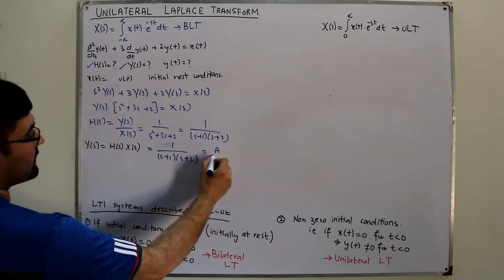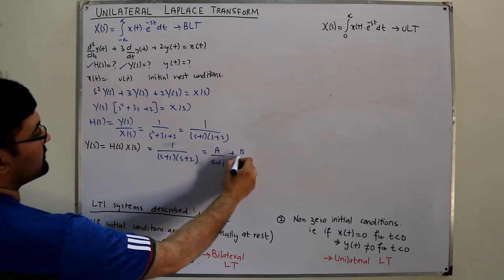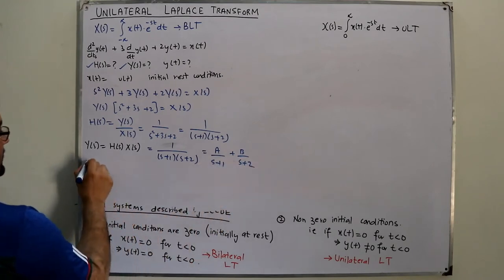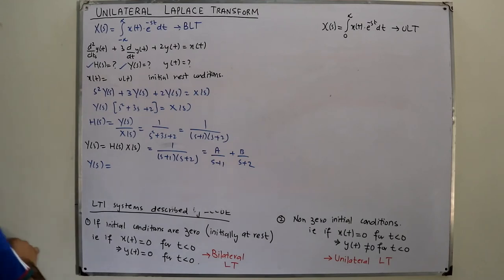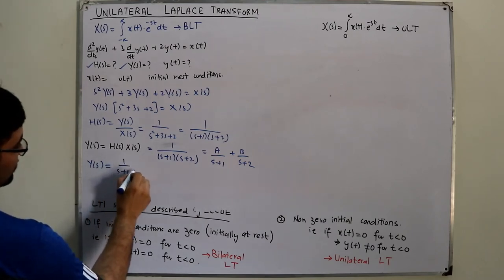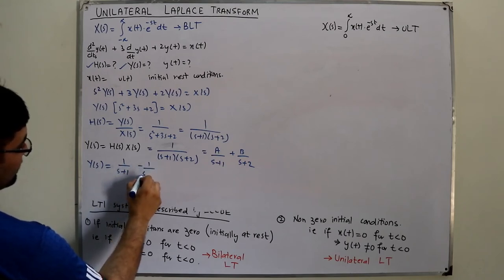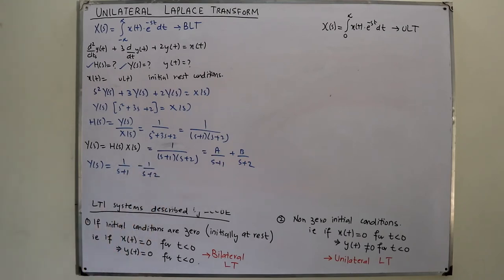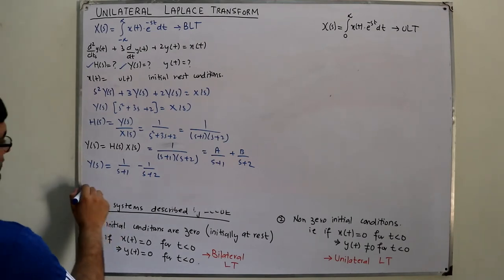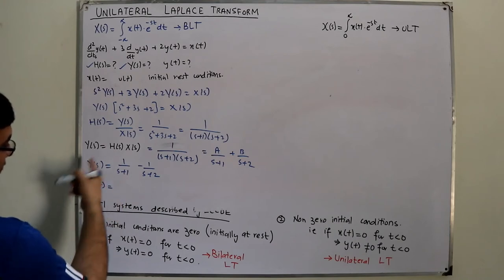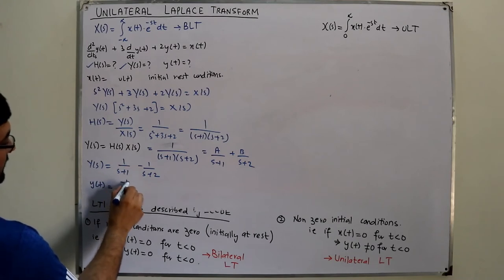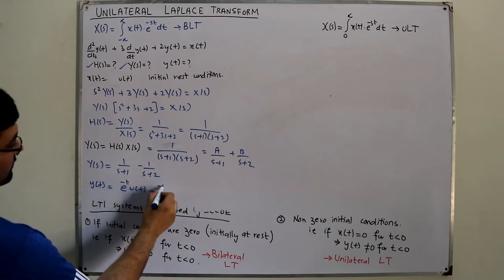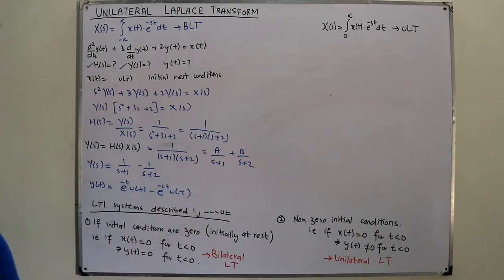So have a look. Can I not write it? You split it by partial fractions as A over s plus 1 plus B over s plus 2. You can solve it by yourself, you get A as 1 and B as minus 1. So 1 upon s plus 1 and then minus 1 upon s plus 2. So you take the corresponding inverse: exponential of negative t u of t minus exponential of negative 2t u of t, and that is it.